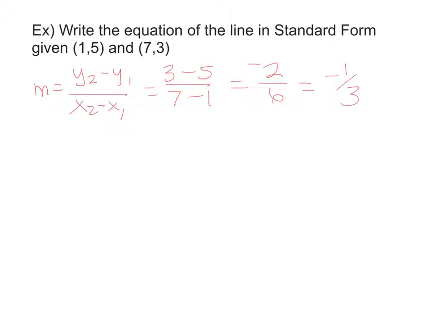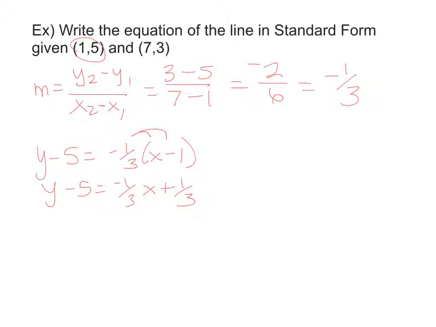Okay, from there I'm going to plug in point-slope. It doesn't matter which point I pick, I can pick either one. So from there, I'm going to pick the first point. So y minus 5 equals -1/3 times x minus 1. Okay, I distribute. So I have y minus 5 equals -1/3 x plus 1/3. I move my 5 over, so I'm going to add 5, which, since I have a fraction over here, I'm going to make my 5 a fraction, which would be 15/3. So I end up with y equals -1/3 x plus 16/3.